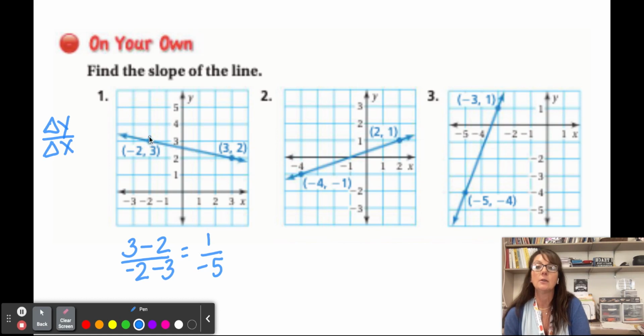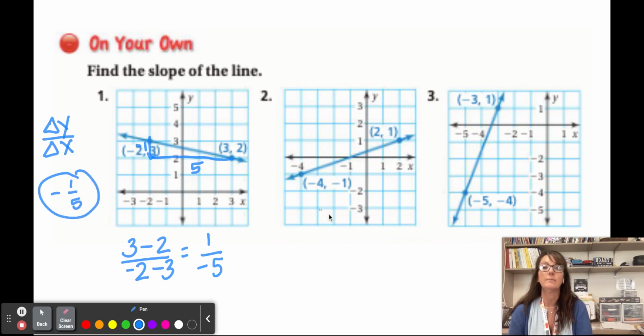We can also see that going from here down, we're going down in a negative 1 direction, and then we're going to the right 1, 2, 3, 4, and 5. So negative 1/5 for this one, for number 1. Okay, number 2.